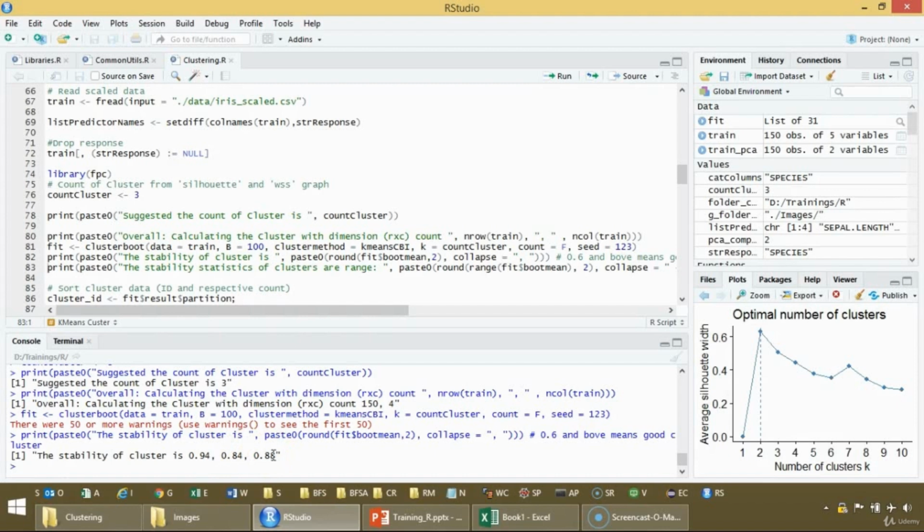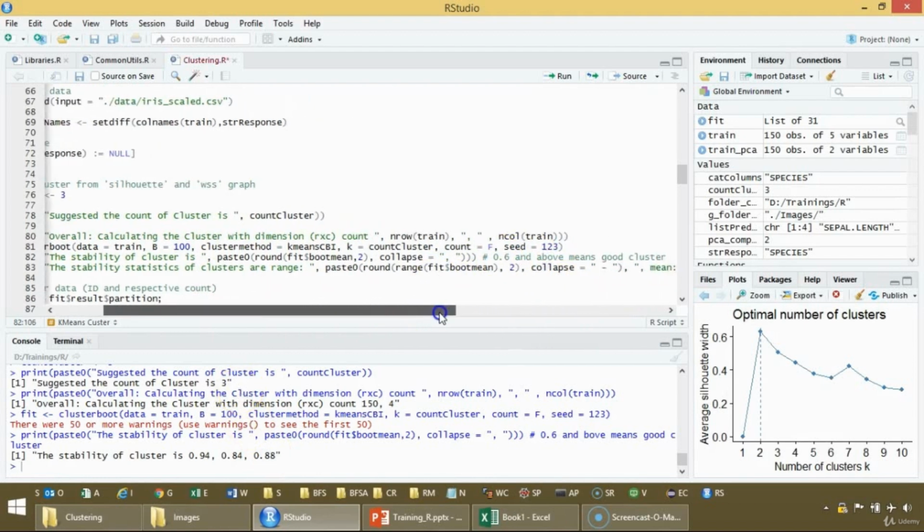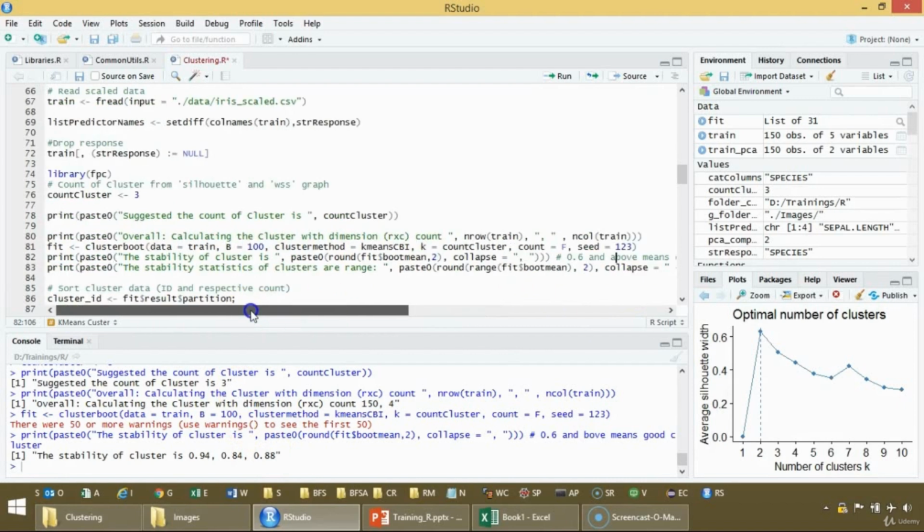What is the best cluster stability? I have seen that 0.5 and above is a good one, and 0.6 and above is definitely the best. Here we already have very good values, so it looks good. So here also I have written 0.6 and above means a good cluster, okay. But if it is not, then you have to run it again. Run it again, and probably you'll get a different number.